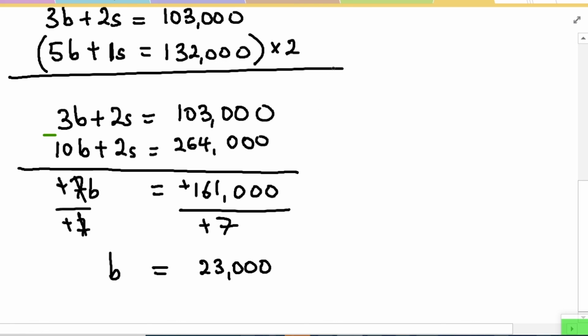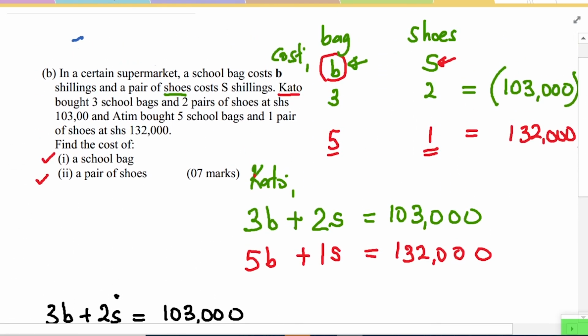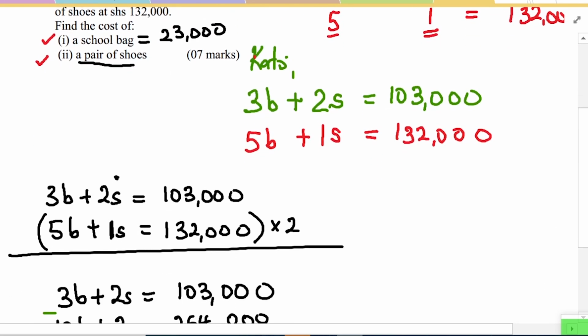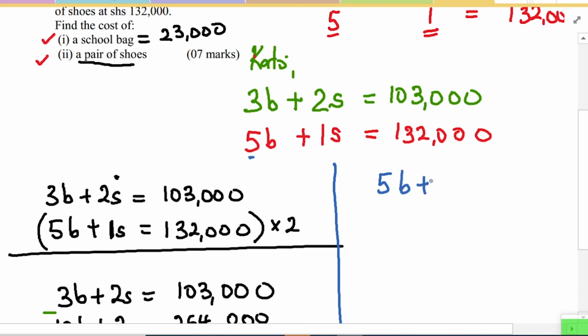So we've got the value of b, and in the question, the value of b happens to be the price of a school bag. So it means the price of a school bag is 23,000. Now I can go ahead and find the cost of a pair of shoes, which is denoted by s. We do that by picking up one of these equations. We shall pick up maybe the second one, which is saying 5b plus 1s is equal to 132,000.